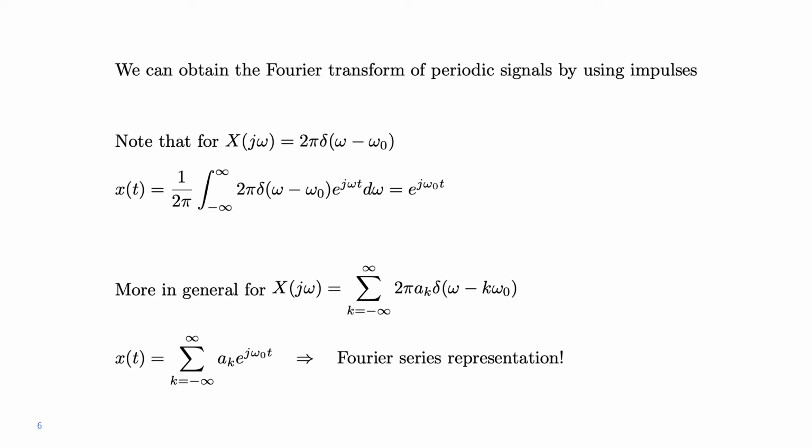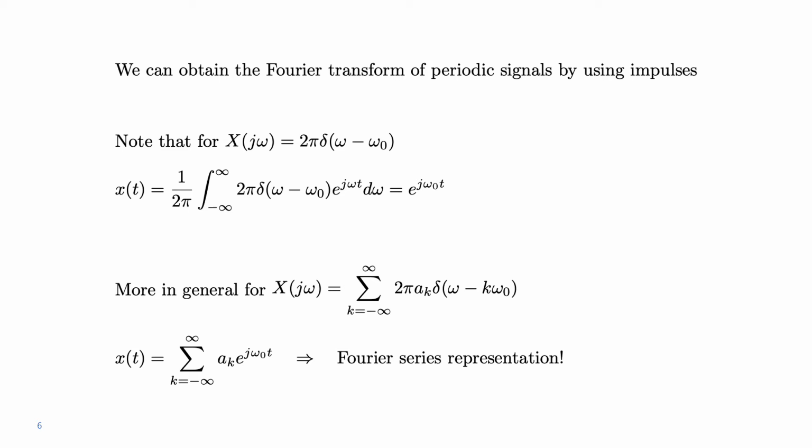More in general, if instead of a single impulse centered at omega 0, we have a linear combination of several impulses centered at frequencies k omega 0, integer multiples of omega 0, with different coefficients a_k, well, we simply get that the anti-transform of such a thing is x(t) equal to the sum of a_k e^(j k omega 0 t), right?